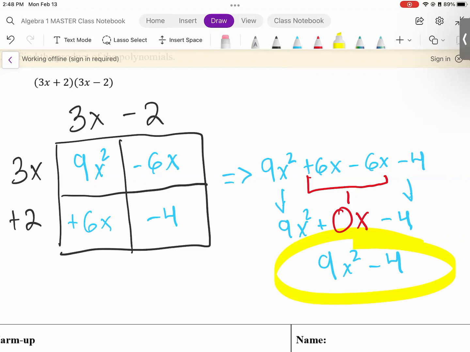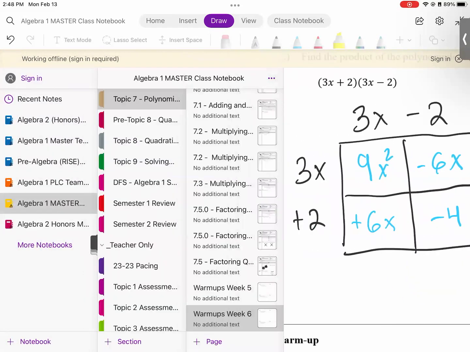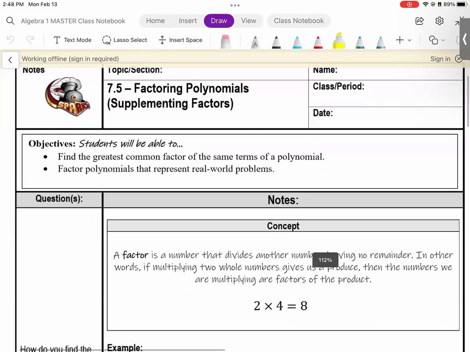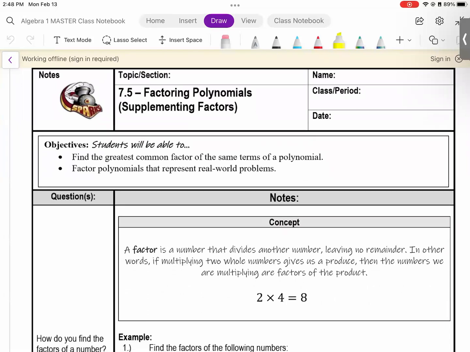All right, so make sure that you check your work. If you didn't get that correctly, make sure that you write it down. Now go ahead and take out your notes. We are going to be in 7.5 factoring polynomials. We're going to be supplementing factors. So we're going to look into what are factors, and then you're going to go ahead and find those factors yourself. So again, take about a minute, pause the video if you need to, and you should be in 7.5 factoring polynomials.